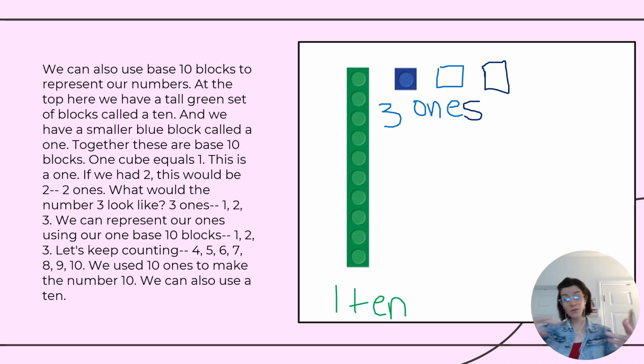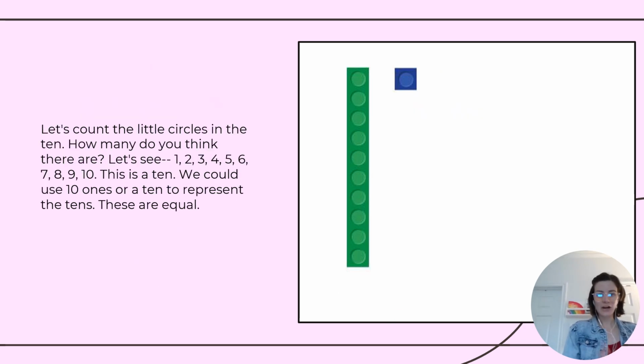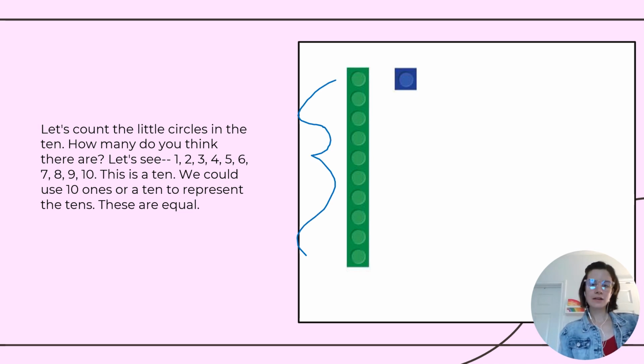Now, if I had 10 ones, it would not be called 10 ones. We would snap those together and it would be called 10. Okay? It takes practice. If it's confusing, repetition, repetition, repetition, and you will get the hang of it. All right, so we already counted the little circles in our 10, and we saw that there were 10 ones, which is why it's called 10.